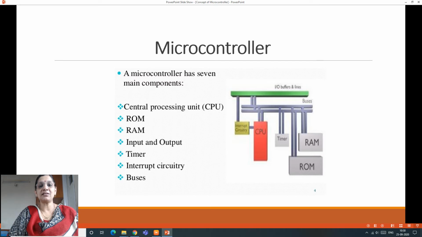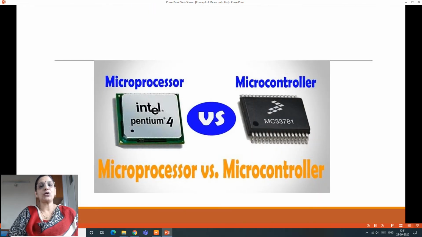It has timer circuits to generate accurate time delays and also to use as event counters. There is interrupt circuitry to process external interrupts. There are buses which are used to connect the different components within the IC. Some of the buses are available for other circuits which are interfaced with the help of bus control circuits. So, microprocessor and microcontroller are both integrated circuits, but the internal components are different.